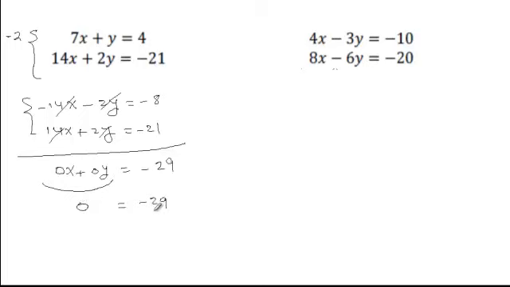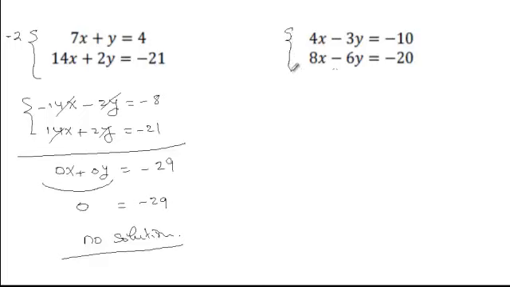Is that possible? Is that logical? There's no logic to say that 0 equals minus 29, so that's impossible. So we say no solution in this case. There will be no solution for this system of equations because it leads us to a non-logical statement at the end: 0 does not equal minus 29. That's impossible. Let's look at the other system.